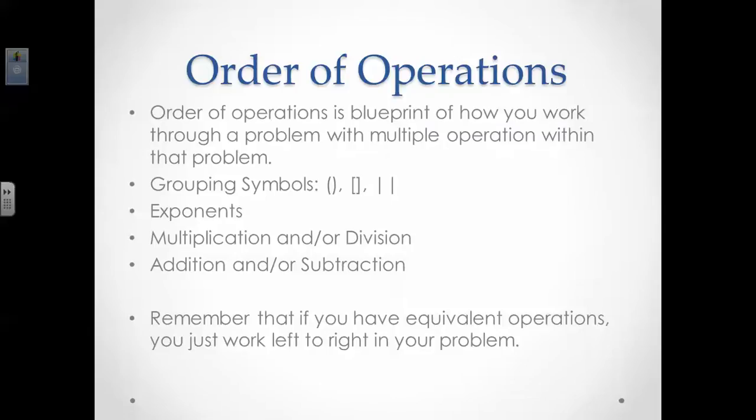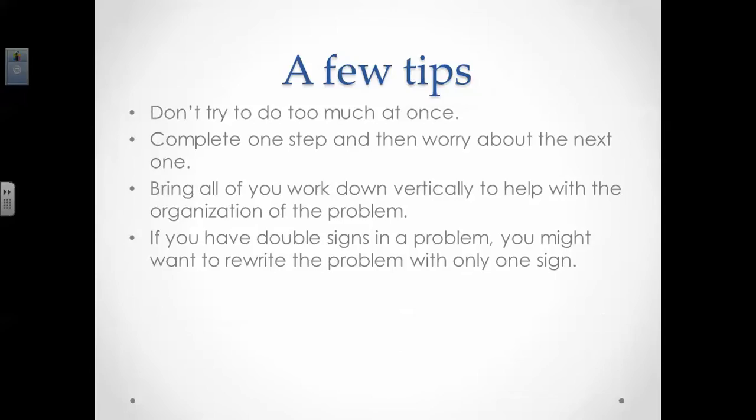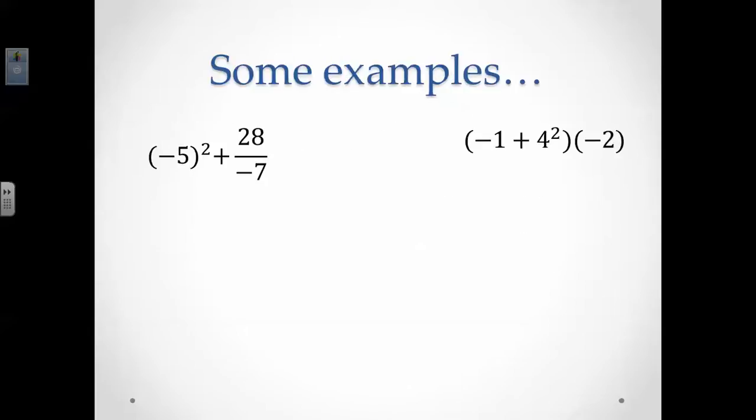So once again, we're still doing order of operations. Those don't change. So we're going to look for our grouping symbols first, then our exponents. And then once again, multiplication, division, or equivalent operations. So we're going to work those as we see them left to right. And then same thing with addition or subtraction. Same kind of tips. We're going to just do one step at a time. We're going to bring everything down vertically, and we're going to change those double signs. So let's just jump right into some examples and get to work here.